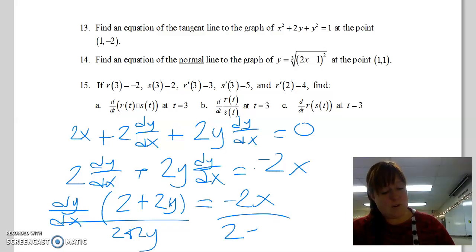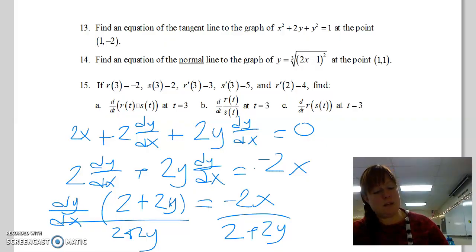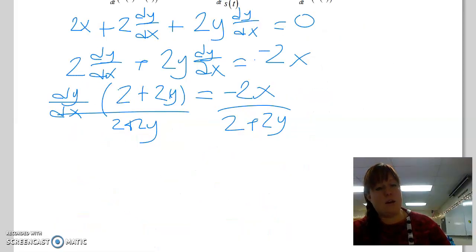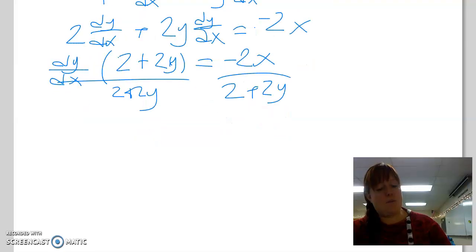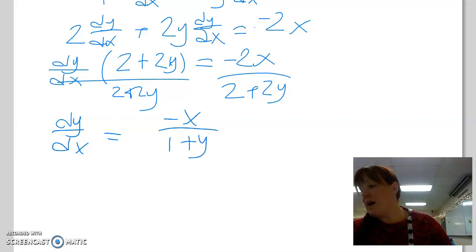And you may have divided that 2 out first. That would have been a smart idea, but I didn't do it. That's okay. It doesn't really matter. It will still turn out okay. So in the end, we have that dy/dx equals, we're going to factor out that 2, so we have -x over 1 plus y. So that's just our dy/dx.